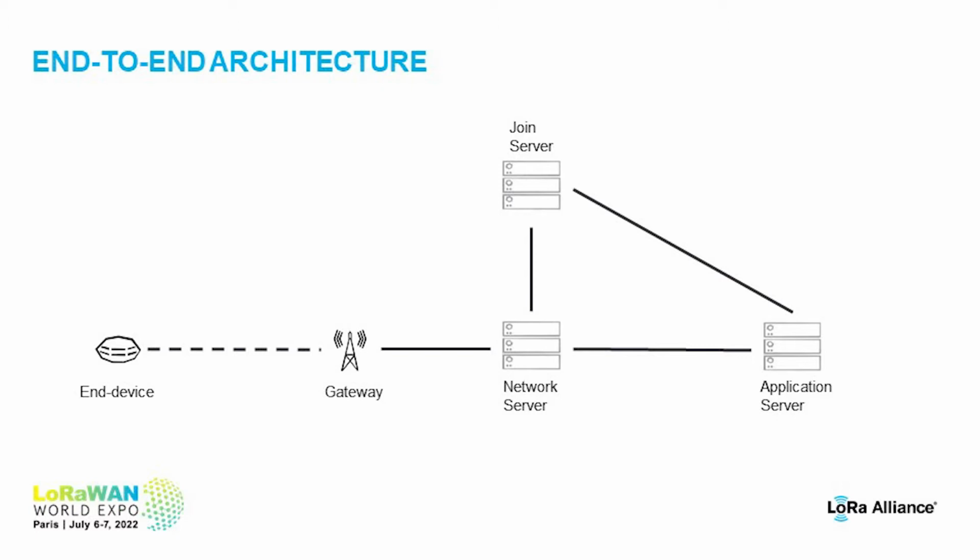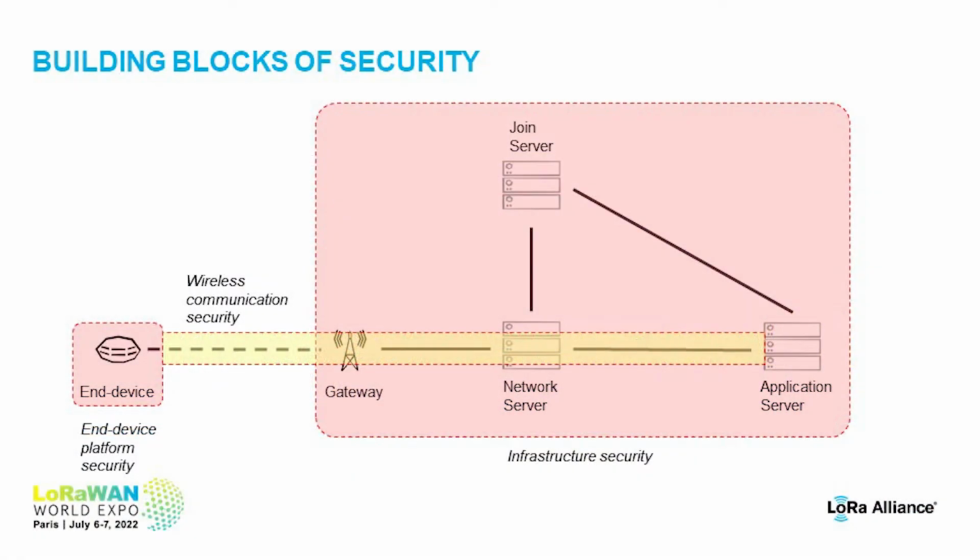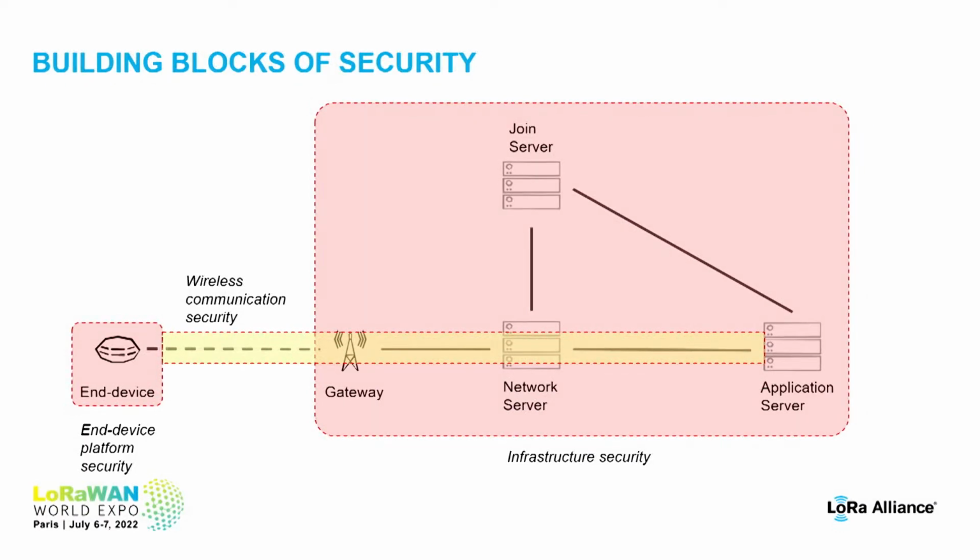A quick recap of our end-to-end architecture. The ultimate goal is to connect the end devices to the application servers. And for doing so, we have a network infrastructure that has join servers, network servers, and the gateways. And when it comes to building security, we can look at the building blocks of security. We have the end device, which is an important element of the overall architecture. And then we have the infrastructure, for which we deploy infrastructure security. And in between, there is the wireless communication that goes over the air and also over the backhaul, in most cases over wired connections.